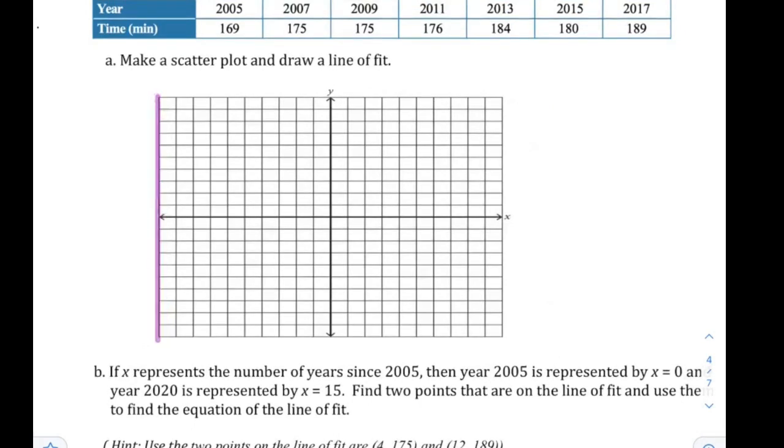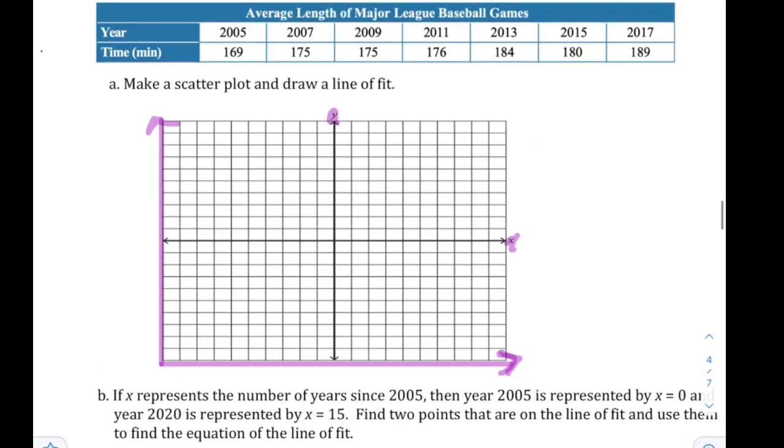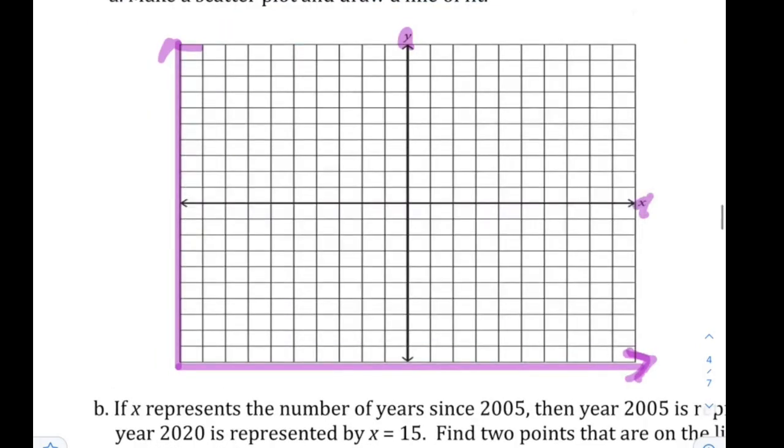So I will change the axis. It will be this one. We will ignore this and that. We only need the first quadrant since all the values, either x or y, are positive. Now we have to choose a good scale. The minimum value of y here is 169. The maximum is 189. So I will mark this as if we are going to start with 165, and I will add 3.